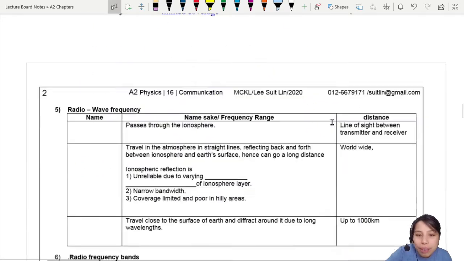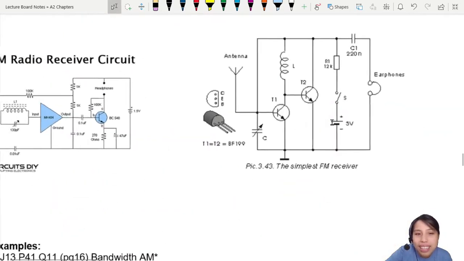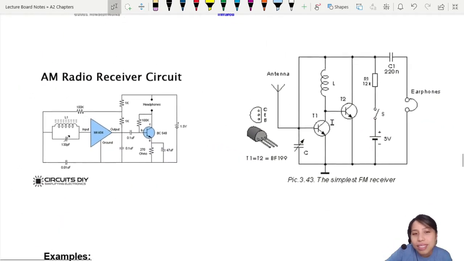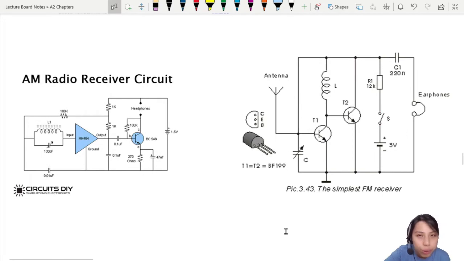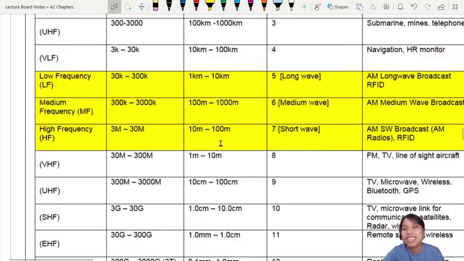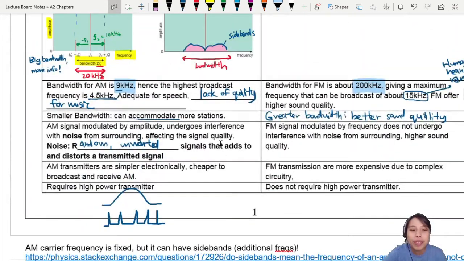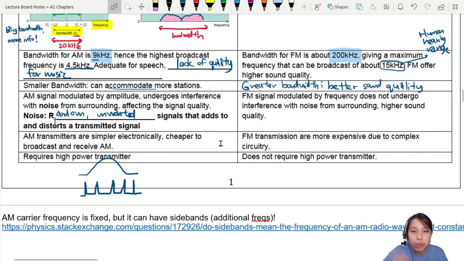Some diagram, I have a diagram here somewhere. I think I posted. Ah, yes. These are just receiver circuits. One for AM on the left, one for FM on the right. We won't be learning about the circuits, but you can look at it. You will recognize some components in here. Maybe one day you could make your own receiver circuit if you have the time and interest to do so. But anyway, go and Google if you're interested to know more. Next, okay, so one is cheap, one is more expensive. Know the pros and cons, cheap and expensive.